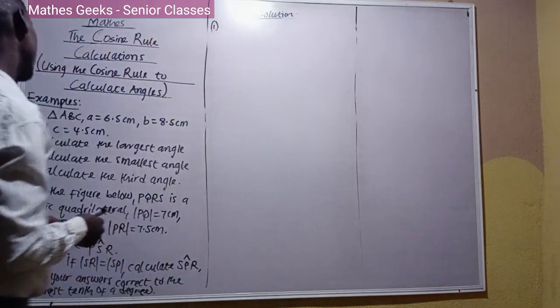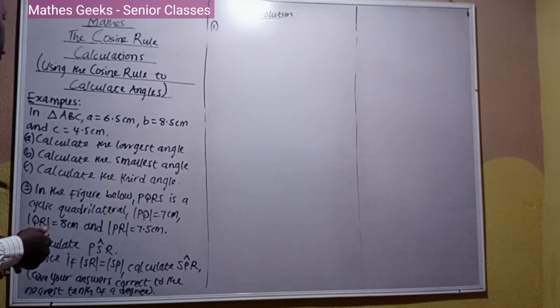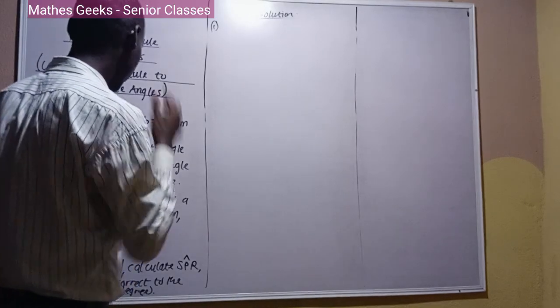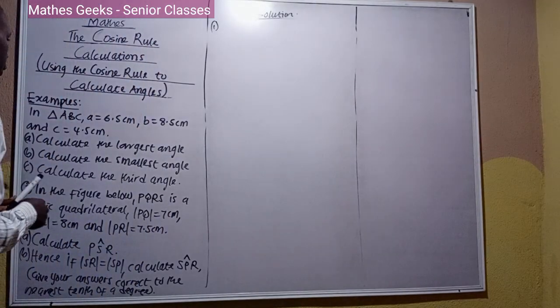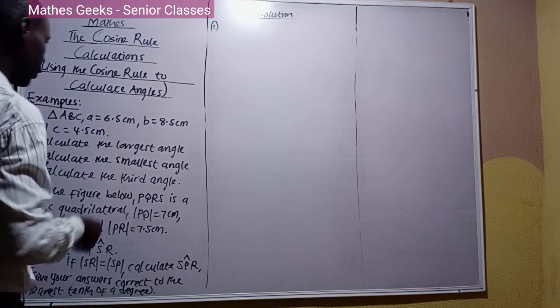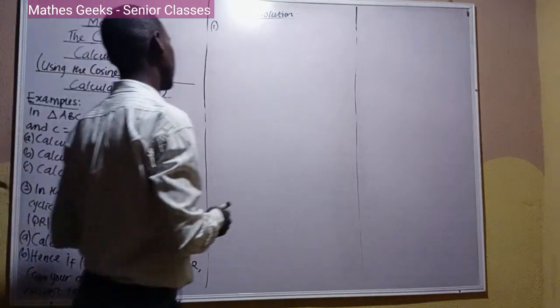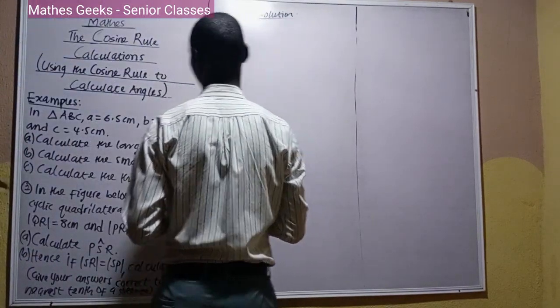So number 1, in triangle ABC, A is 6.5 cm, B is 8.5 cm, and C is equal to 4.5 cm. So we're going to leave the dimensions like this. We don't need to convert to whole numbers, because if we do, we could still reduce it, but let's solve the dimensions as they were given.